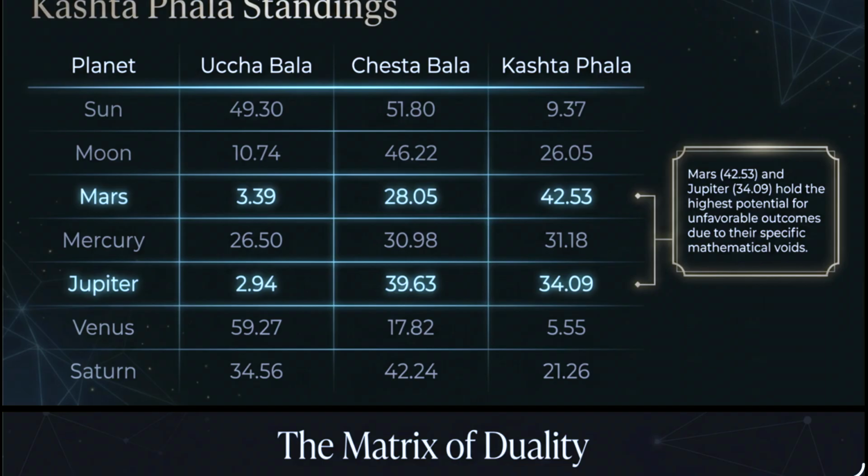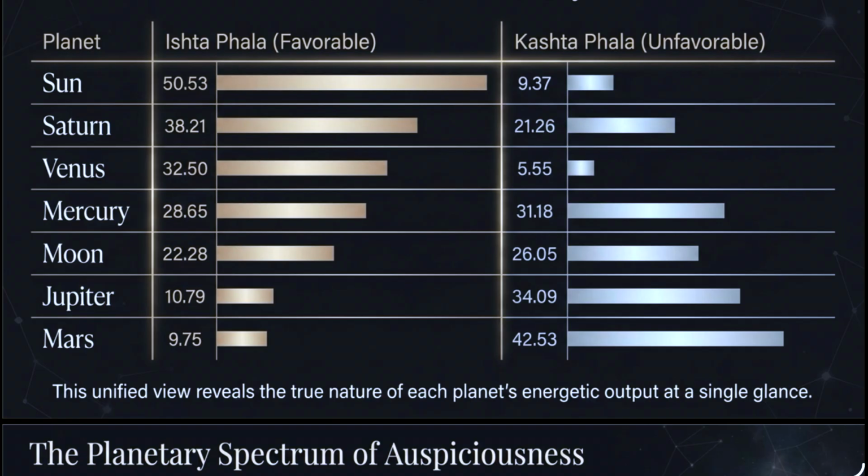Similarly, for the Kashta Phala calculation, we subtract the values from 60 and then do the calculation. These are the answers for the Kashta Phala calculation. Mars has the highest Kashta Phala and the second highest is Jupiter. So in the Mahadasha or Antardasha of Mars and Jupiter, unfavorable outcomes might be there. This is a simple representation of the Ishta Phala and the Kashta Phala of a planet.